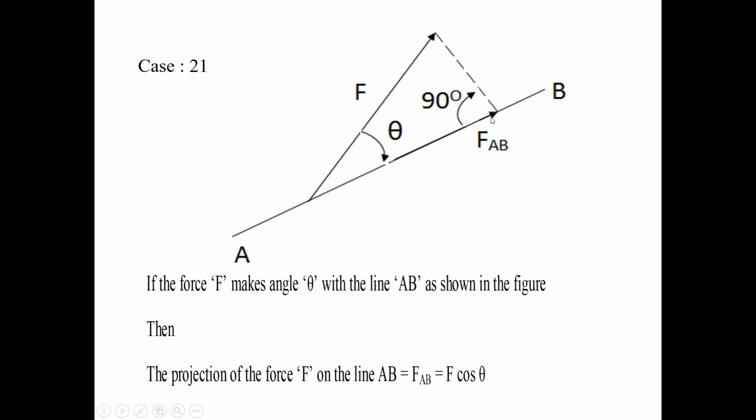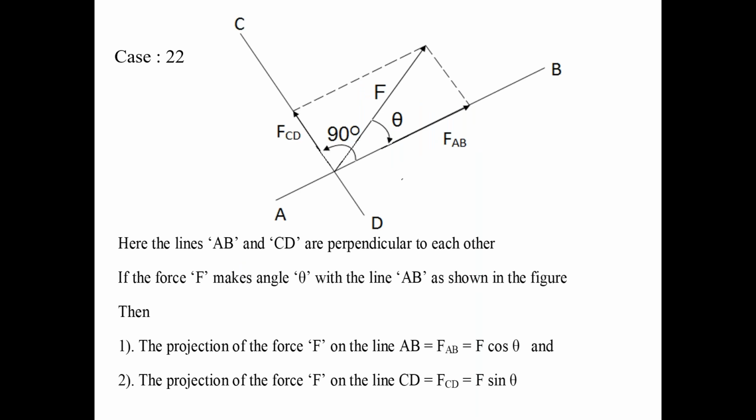You can check this direction by using the pen nib. Put the pen nib in the direction of force F, bring the pen onto this line AB, you will get the direction of this projection FAB on the line AB. This FAB is equal to F cos theta, because the force F with this line AB making the angle theta, FAB is equal to F cos theta.